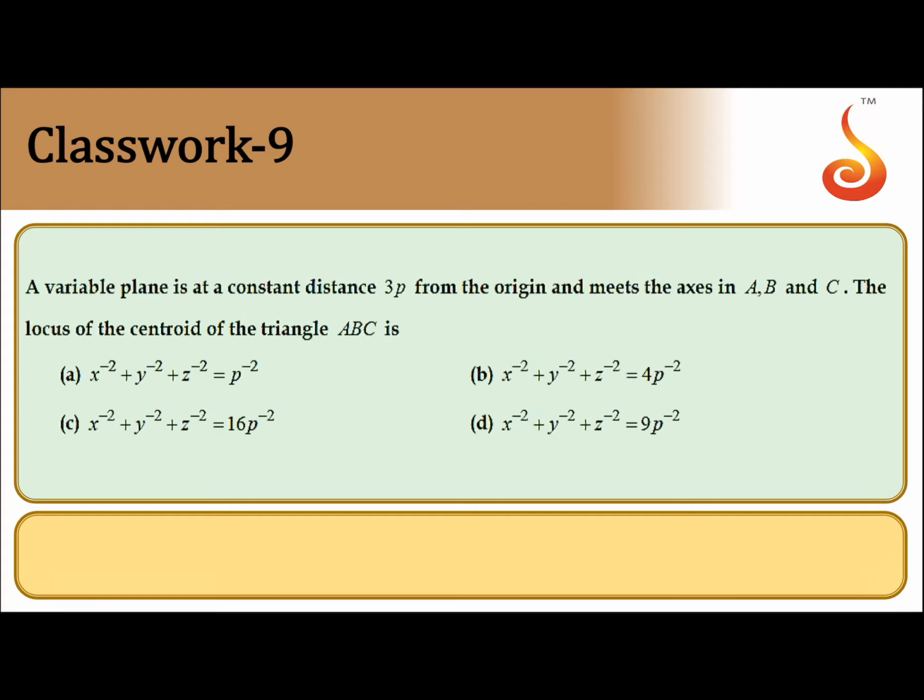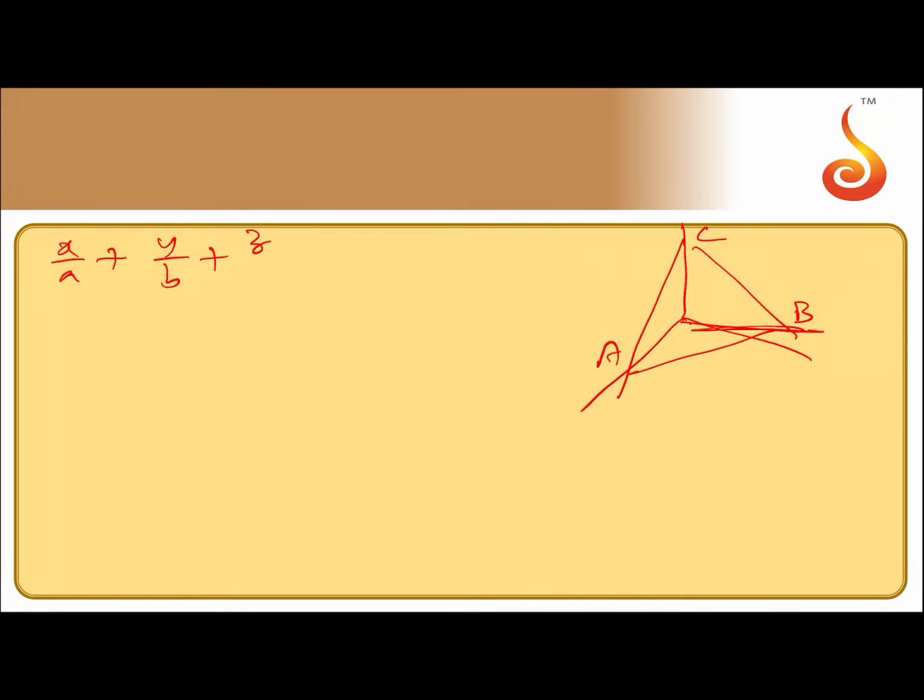Okay, now let's proceed. Ninth one. A variable plane is at a constant distance 3p from origin and meets the axes in A, B, C. Find the locus of the centroid of the triangle ABC. A plane is intersecting the x-axis, y-axis and z-axis at A, B, C, and the plane equation is x by A plus y by B plus z by C is equal to 1. A coordinates are A, 0, 0 and B coordinates are 0, B, 0 and C coordinates are 0, 0, C.